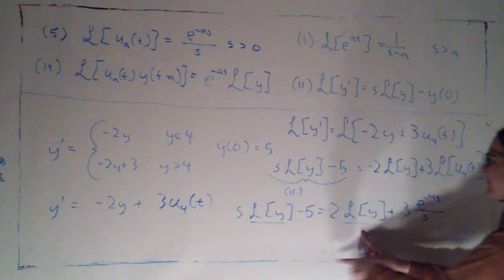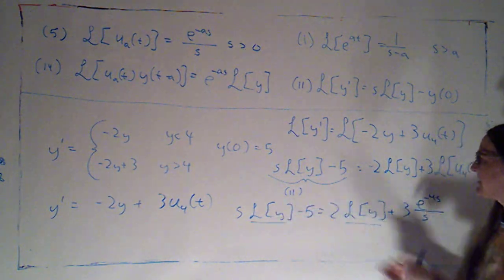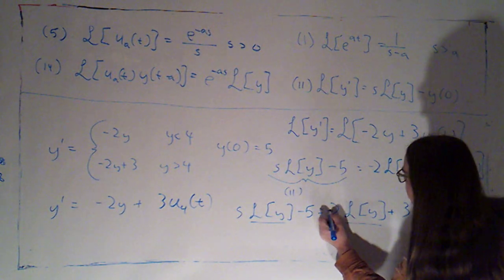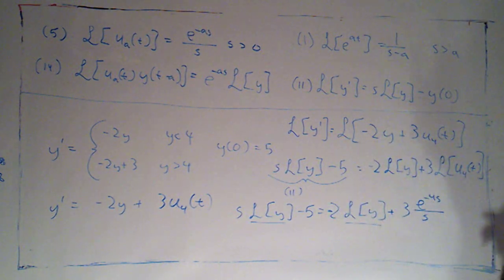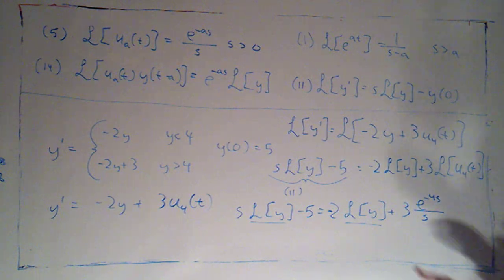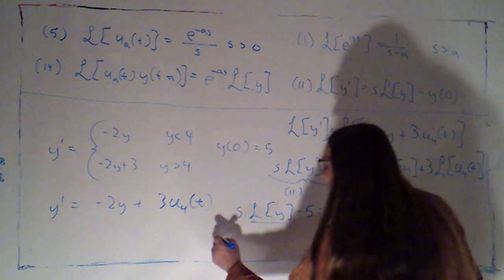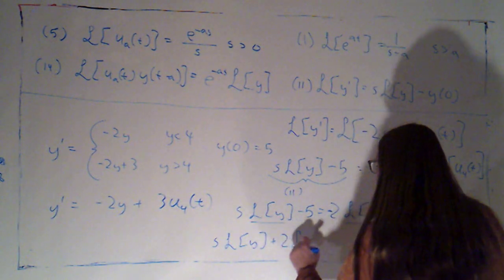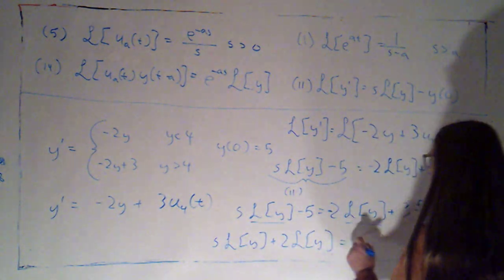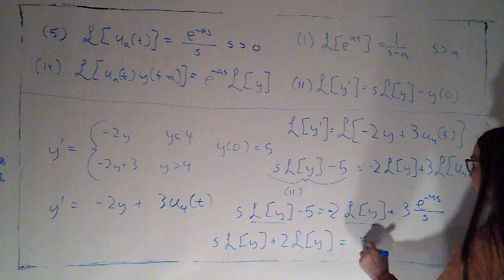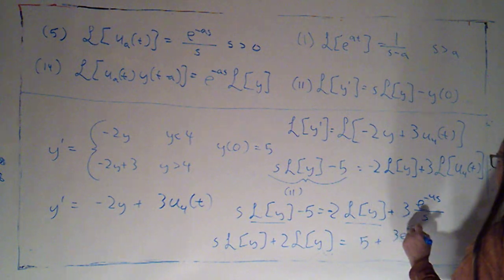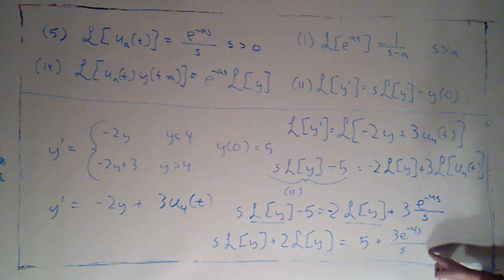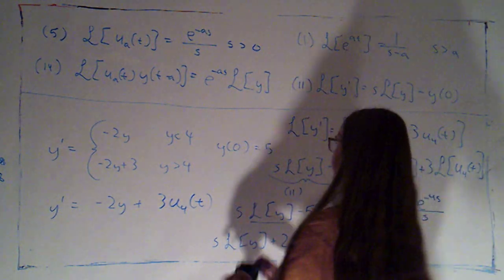All right, so I'm going to add the 5 over to this side and subtract the 2 Laplace, oh, was this a negative 2? That was a negative 2. So I'm going to add the 2 copies of the Laplace transform of y over to this other side. So I'm going to get s times the Laplace transform of y plus 2 times the Laplace transform of y is going to equal 5, because I'll add that over, plus 3 copies of e to the negative 4s all over s. Okay, let me clear some space.